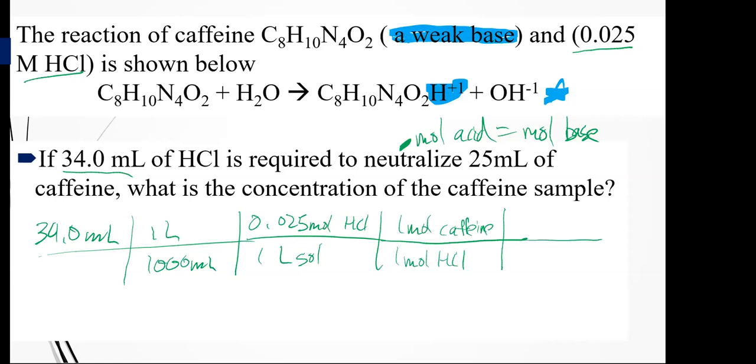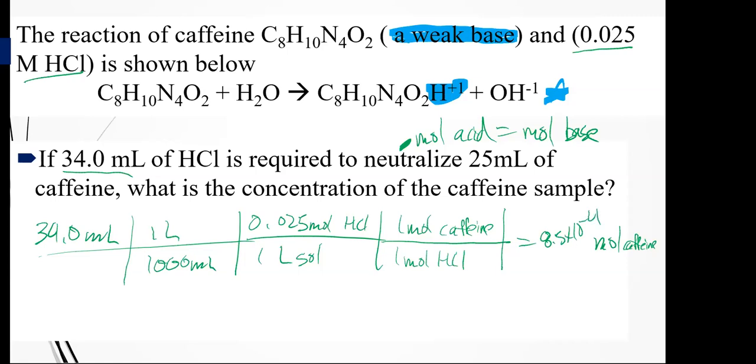Now we know the volume of that, and so we're going to be able to plug that in the next part. I'm just going to stop there for now, and I'm going to find out my moles of caffeine. I know it's a 1-to-1 ratio between them because the HCl releases 1 H+, it's a monoprotic acid, and the caffeine takes on 1 base, because we saw that through that equation above. So now I have 8.5 times 10 to the minus 4 moles of my caffeine.